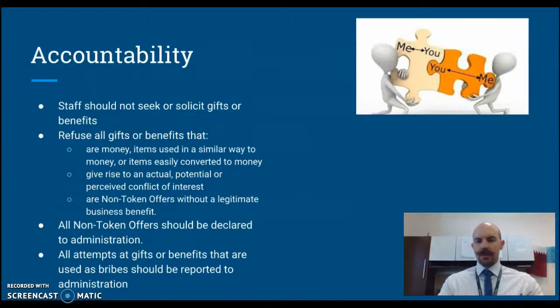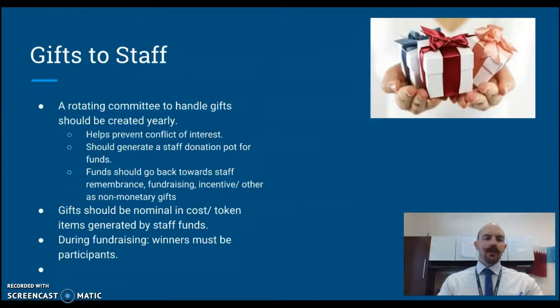So, for example, if a teacher is offered something by, say, a student or a family member, then that teacher should go to their administration and report such a thing. That way there's a safe and appropriate pattern of record keeping to keep everybody within the boundaries of lawfulness. Now, for gifts to staff, there should be some kind of rotating committee to handle such things, and this is to ensure that there is no conflict of interest. There's no one person constantly in charge of money and appropriating that money or those gifts.